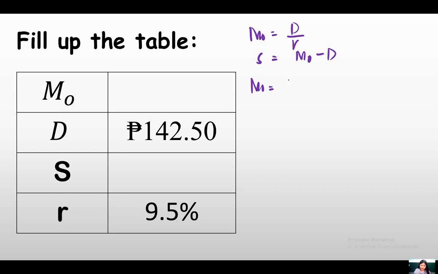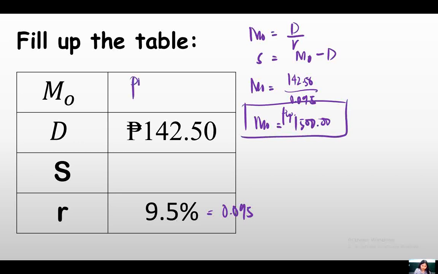Okay, so we have 142.50 all over this one. We have to convert this. It will be equal to 0.095. Okay po, so this one is 0.095. So cost price is equal to 1,500 pesos. Okay, so this one is 1,500 pesos.